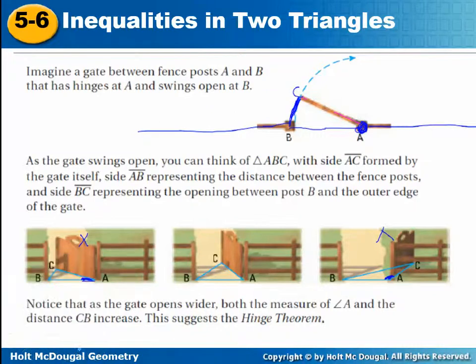So in our first option, right here, the gate is almost shut and the length from B to C is pretty small. Also, the angle right here of angle A is pretty small. Okay, we're opening it a little farther now. Now the length from B to C is a little bigger, and the angle of A is also a little bigger. Now look at how wide we got the gate. Open as wide almost as we can. The length from B to C is quite big now, and our angle is also big. As the gate opens wider, both the measure of angle A and the length of CB increase. That's basically what the Hinge theorem is.